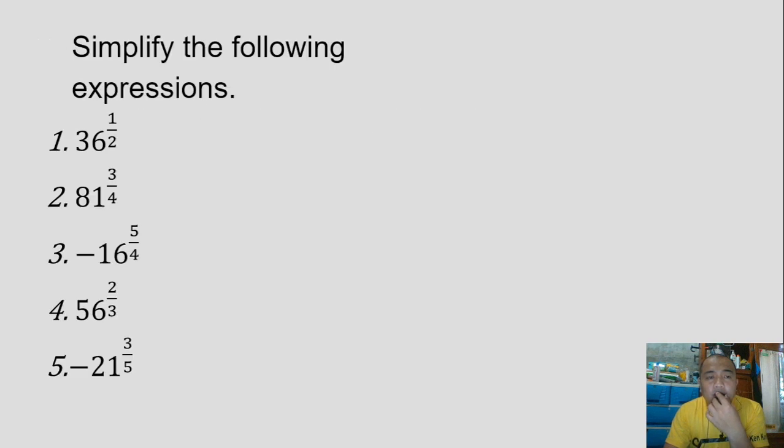Okay, simplify the following expressions. 36 raised to 1 half. What's your answer? Okay, 36 raised to 1 half is 6 squared raised to 1 half. You multiply 2 and 1 half, that's 1. So 6 raised to 1 is 6. So the answer is 6 for number 1.